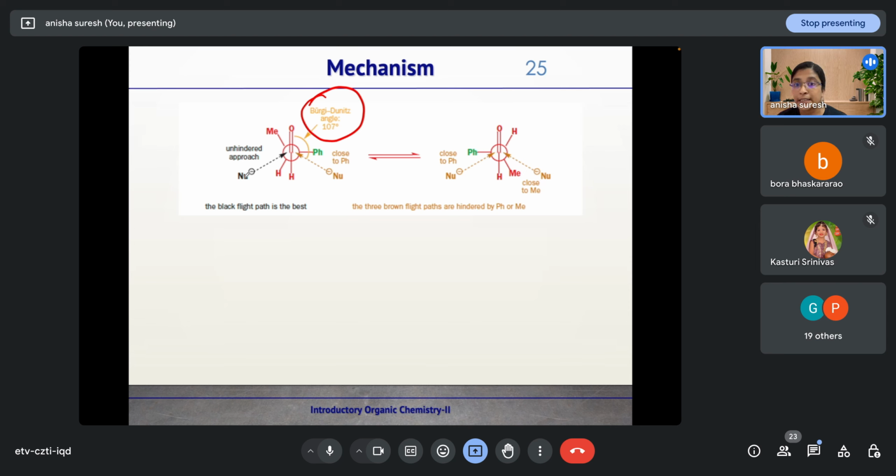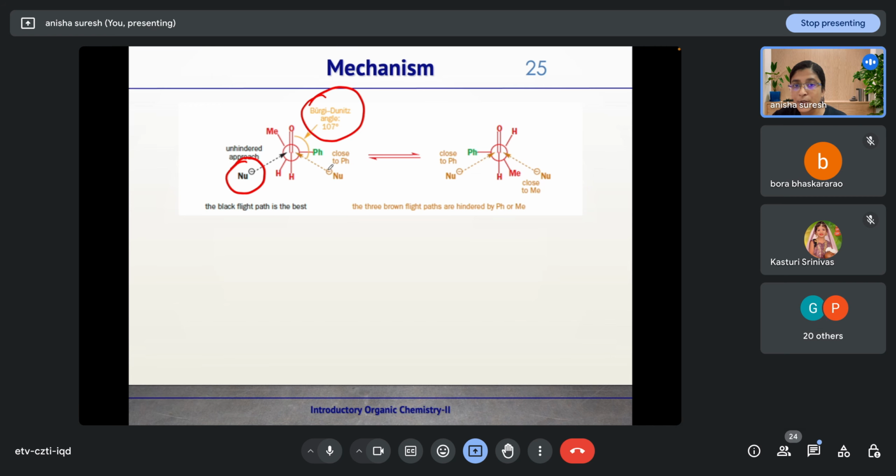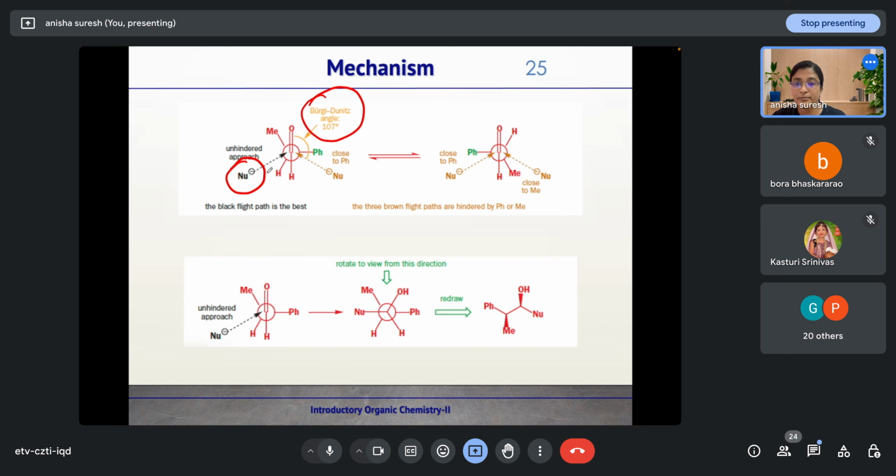So in this case, this will be the favored path, because here it is an unhindered approach. We are having only hydrogen here. But in this case, it is closer to the phenyl group. Here also it is closer to the phenyl group. Here it is closer to the methyl group. So this is the least hindered approach, so this approach we will be considering.